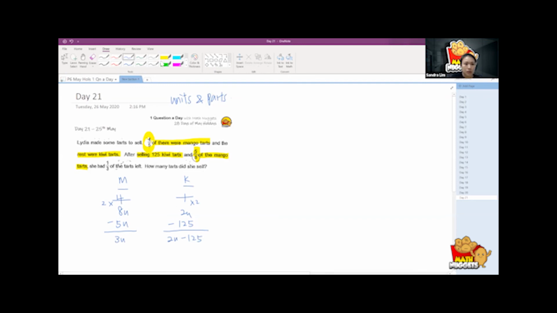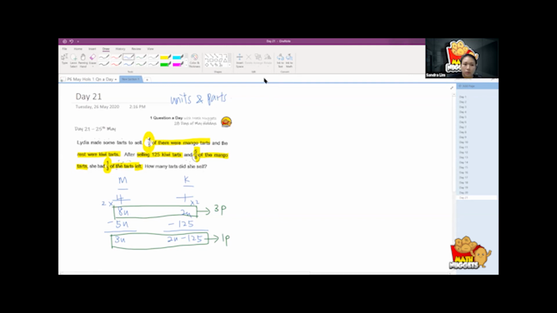Okay. So the last clue here says that she had 1/3 of the tarts left. Now, what I can do is, this is the beginning. At first is 3 parts. Because if she had 1/3 of the tarts left, means at the beginning she had 3 out of 3, right? So I can call it 3 parts for the beginning. What she had left in the end here will be 1/3 of it, which I can call it 1 part.